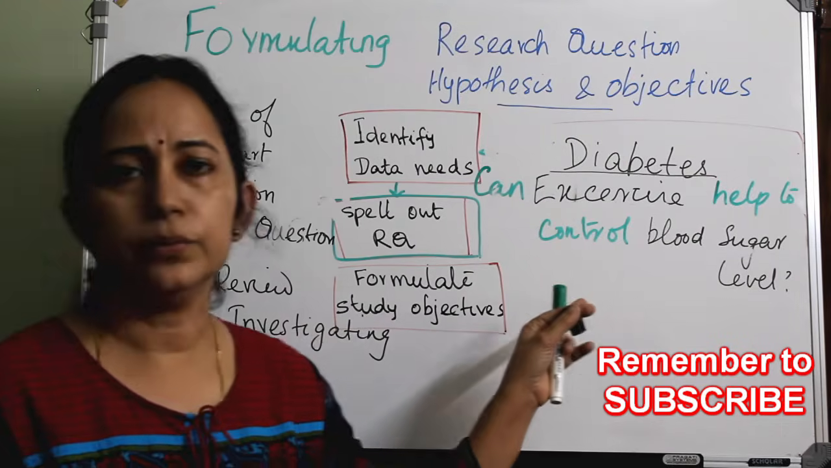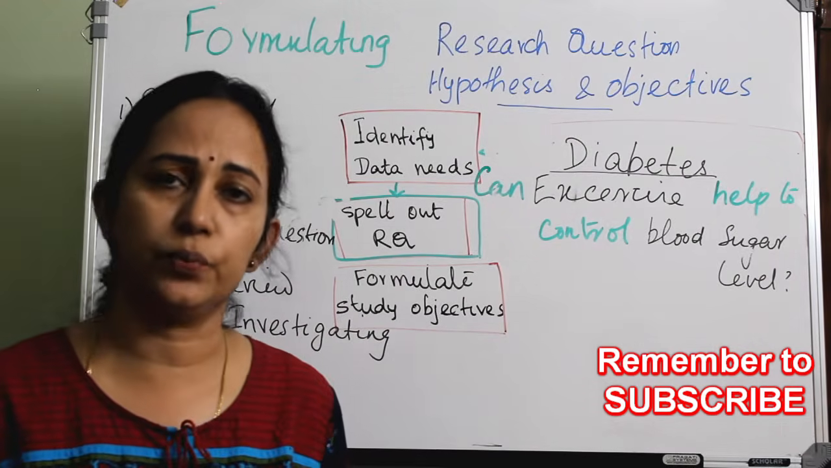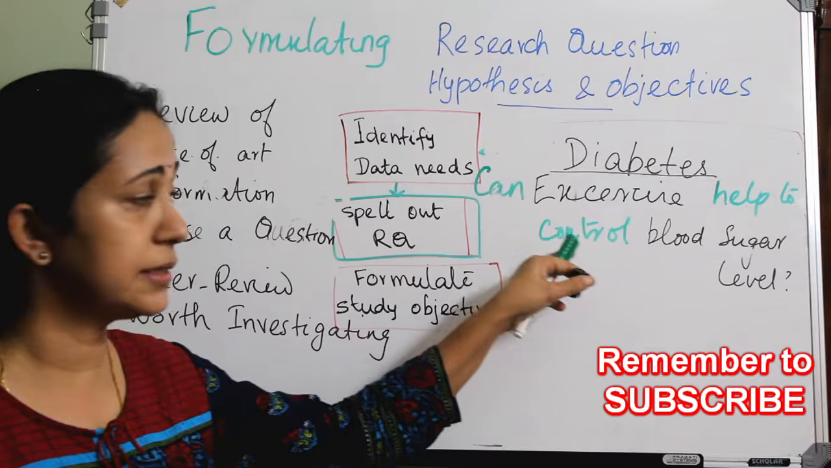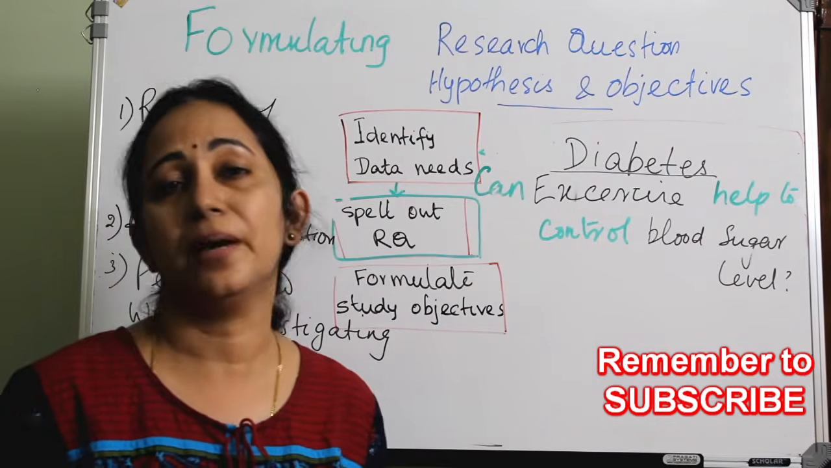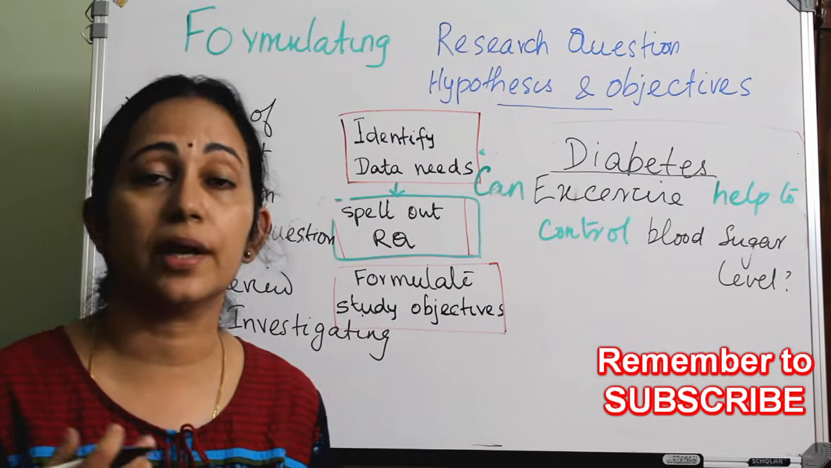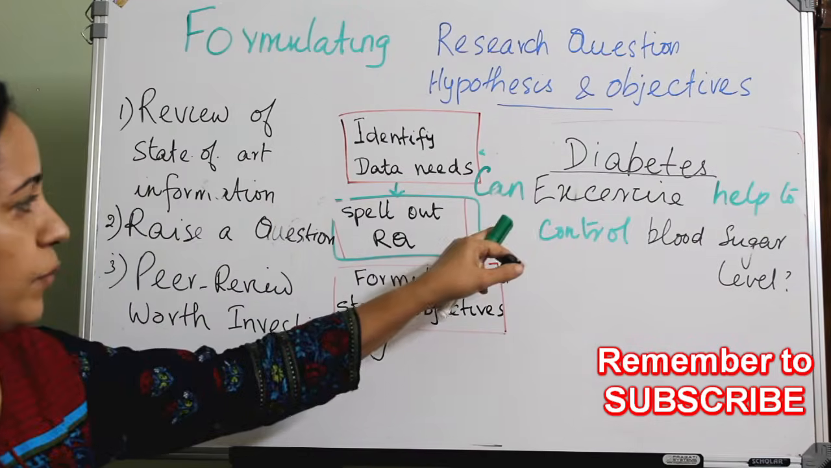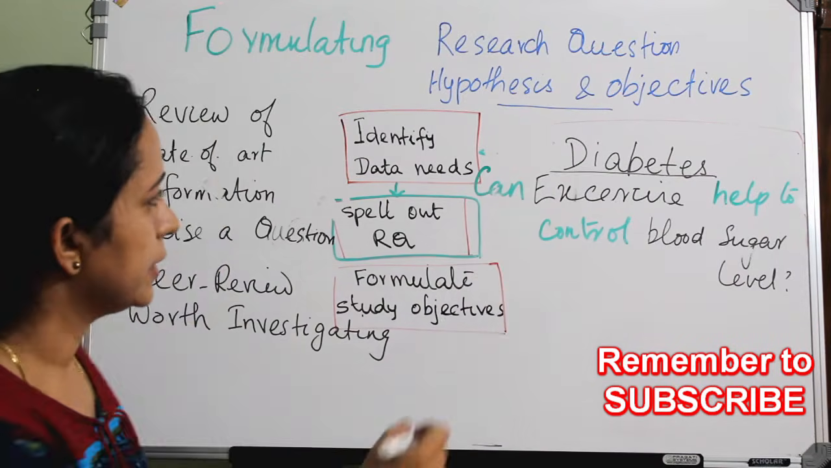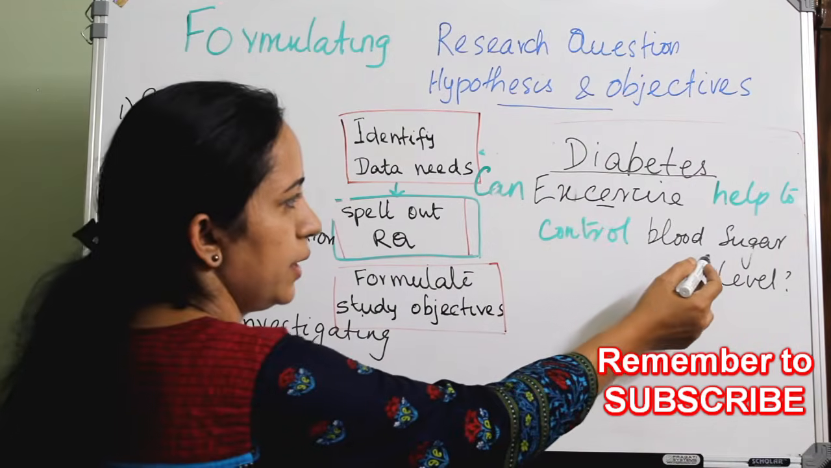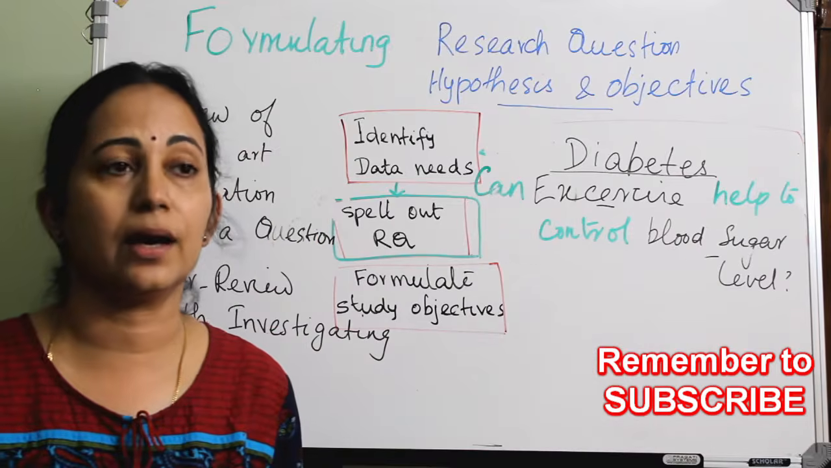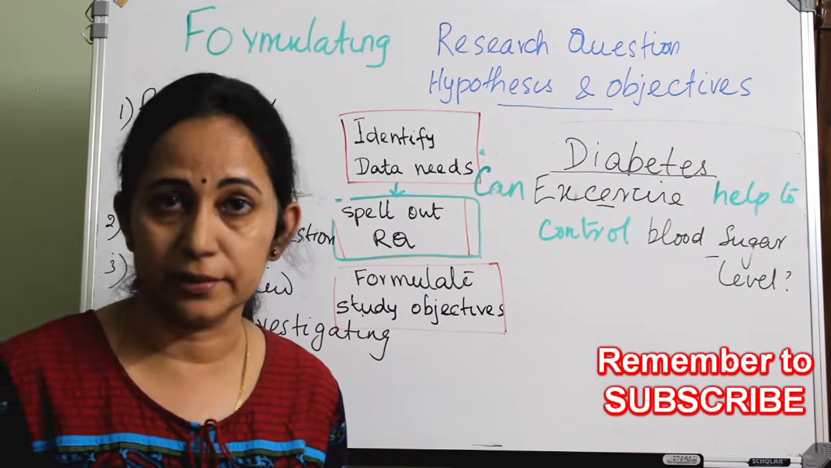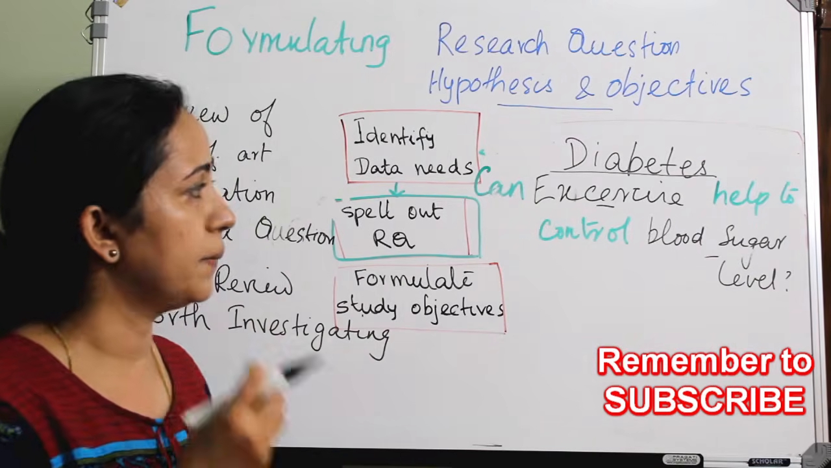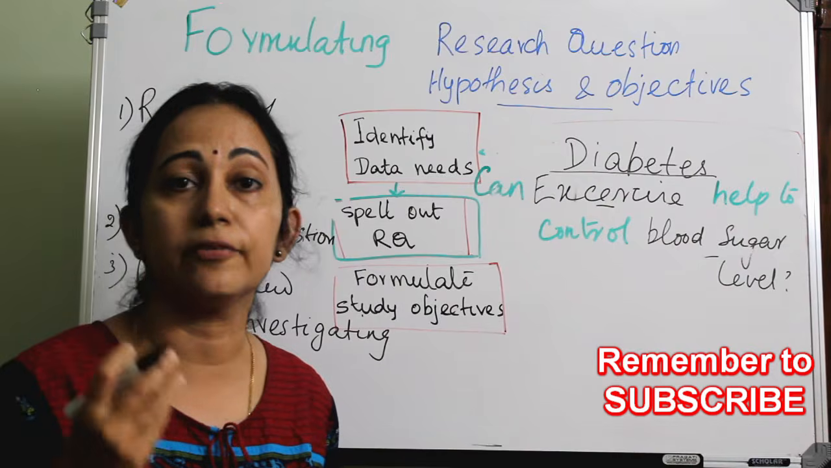I did a peer review. They said this topic is good for investigation, but this research question is a very bad research question. So what do I have to do? What is the fault in this? The exposure, that is exercise, and the outcome, the blood sugar level, are very vague. It is not measurable, or it is not definite.